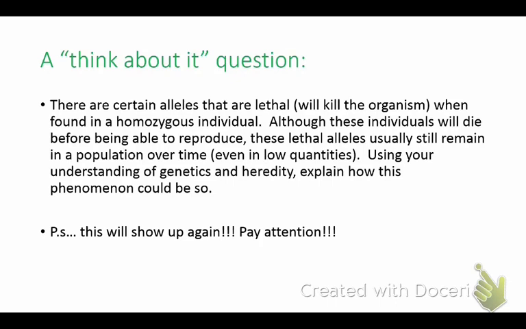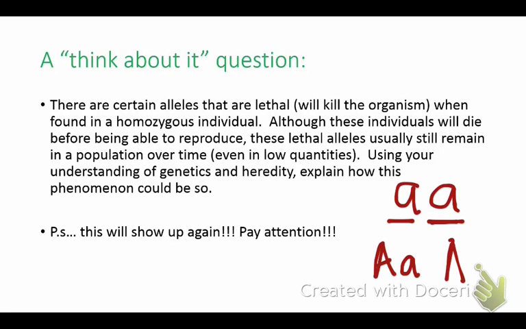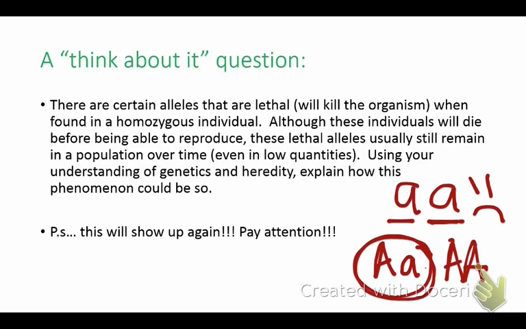Using your understanding of genetics and heredity, explain how this phenomenon could be so. So for example, if little a means you develop a disease that you die from very early, why would we still see some little a's in the population? What are the different allele possibilities? Jesus? Excellent, because they could be big A, little a, or you could be a healthy adult that's big A, right? So this heterozygous keeps that little a in the population, even though this is a very sad chance that you're taking.